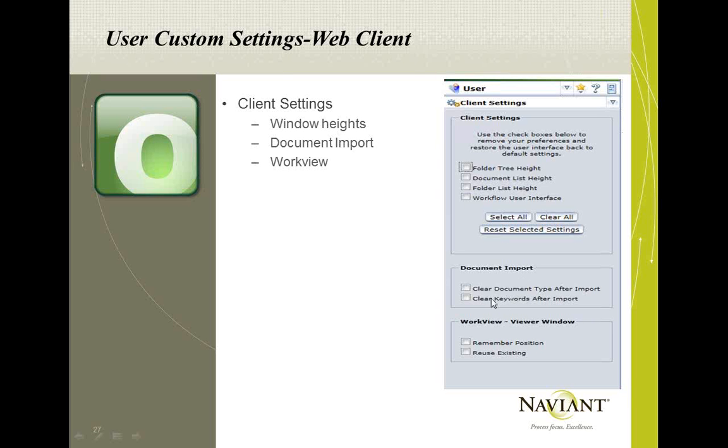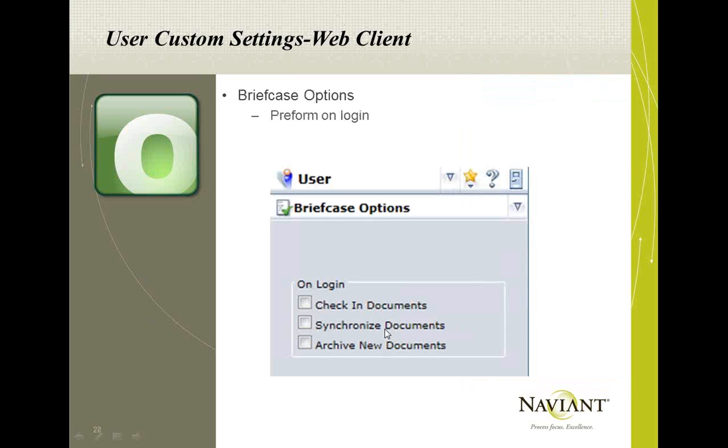Here's the document import settings, so you have the option to clear the document type and clear all the keywords, like you could in the web or thick client. And then here's also some work view settings if you are using work view. They also have some briefcase options if you're using the EDM briefcase: check-in documents, synchronize documents, archive new documents. So those are also things you can check to have done right when you log into the system.